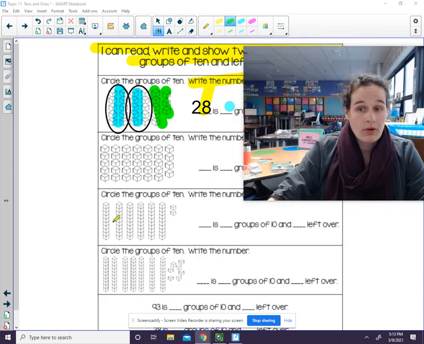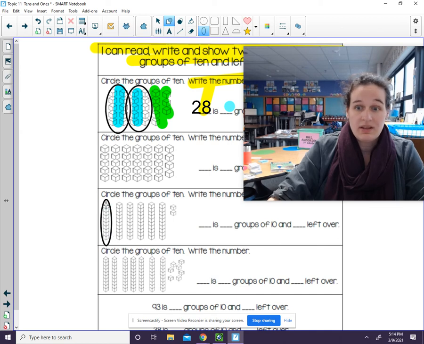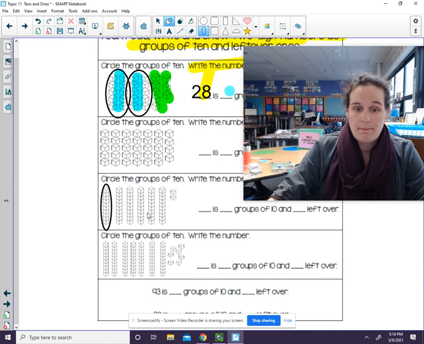Notice that these are already a 10. So when you circle these, you just circle 1 because this is already a 10. It's the 10 rod we've been looking at. These are different because these are just single cubes.